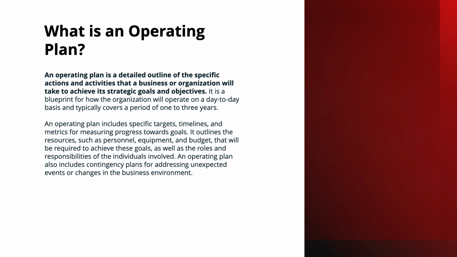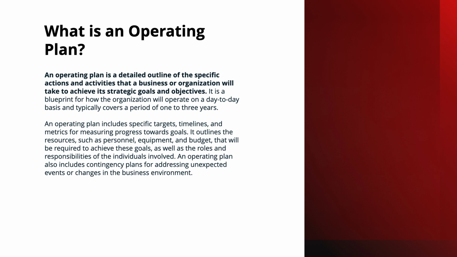The formal definition of an operating plan is a detailed outline of the specific actions and activities that a business or organization will take to achieve its strategic goals and objectives. It's basically a blueprint for how the organization will operate on a day-to-day basis and typically covers a period of 1 to 3 years. I recommend 1 year at a time.